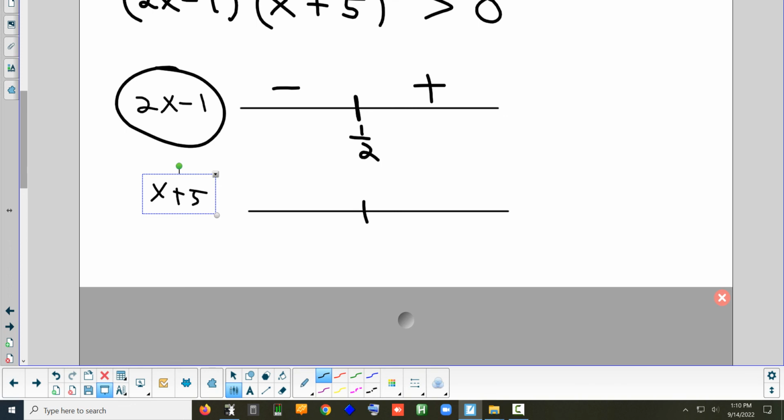Negative 5. Negative 5. And if you pick a number smaller than negative 5, you get a negative value. And if I pick a number bigger than negative 5, I would get a positive value. Yeah, that's okay. So yeah, we got a positive. Is there any question on those number lines?